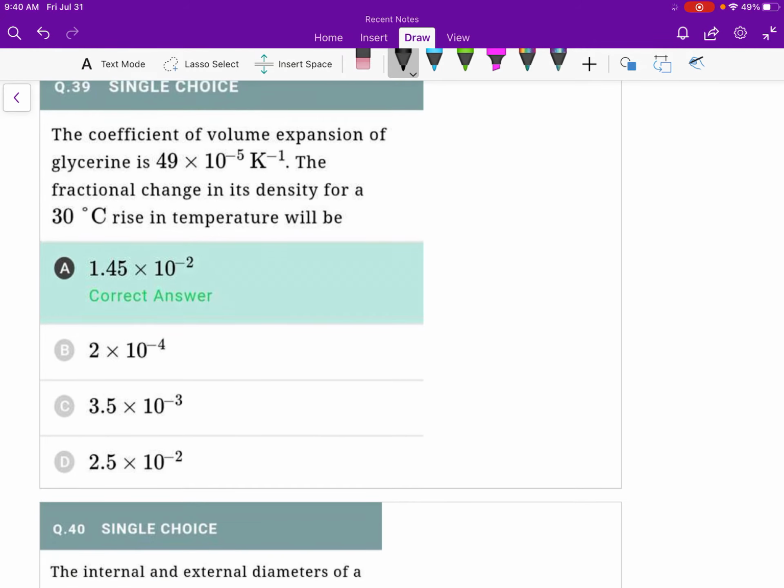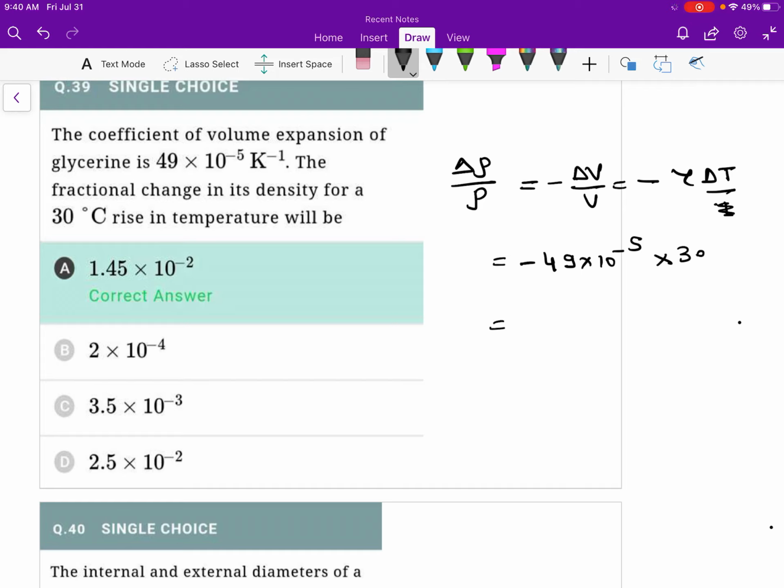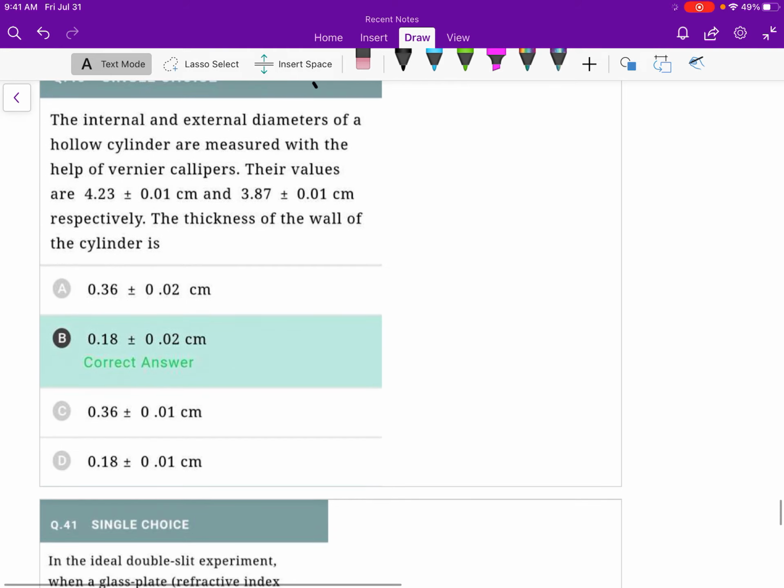Coefficient of volume expansion is the fractional change in density. So delta rho by rho is minus of delta V by V, that is minus gamma delta T. Okay, so gamma is 49 into 10 to the power minus 5, and delta T is 30, so 1500 into 10 to the power minus 5, so roughly 1.45 into 10 to the power minus 2.